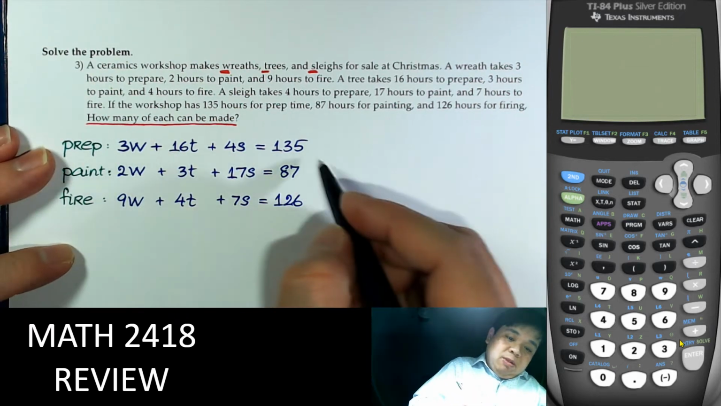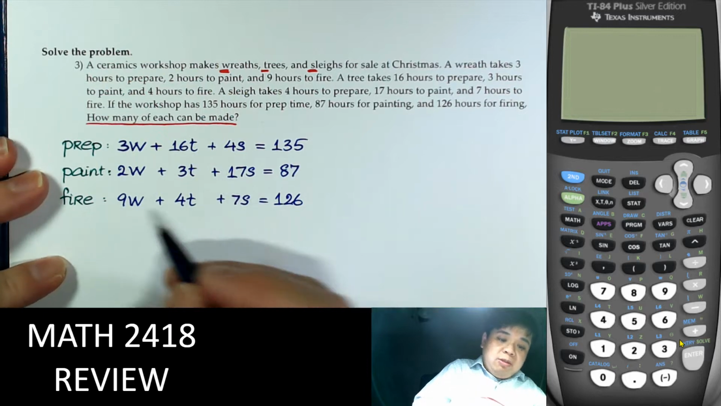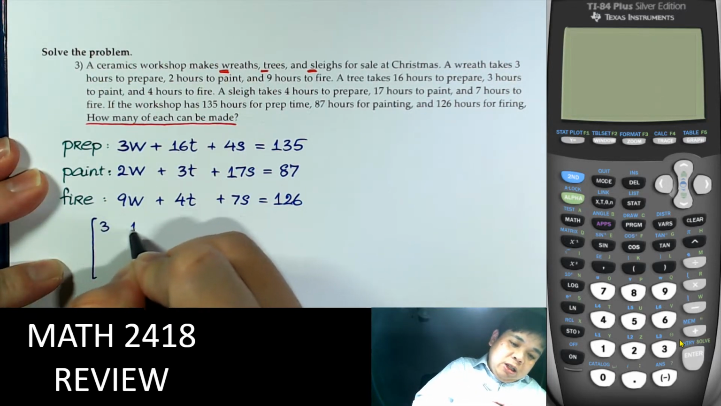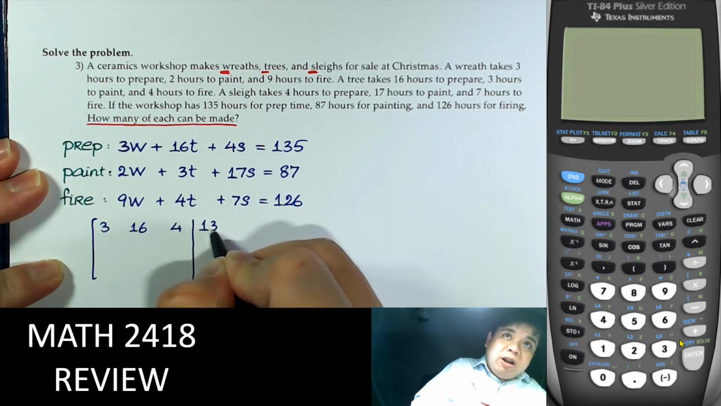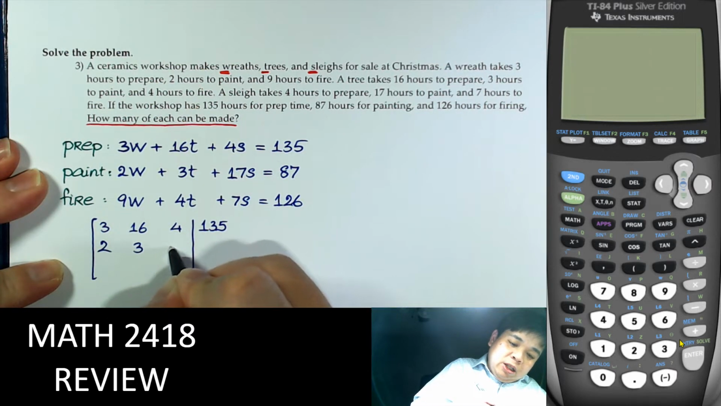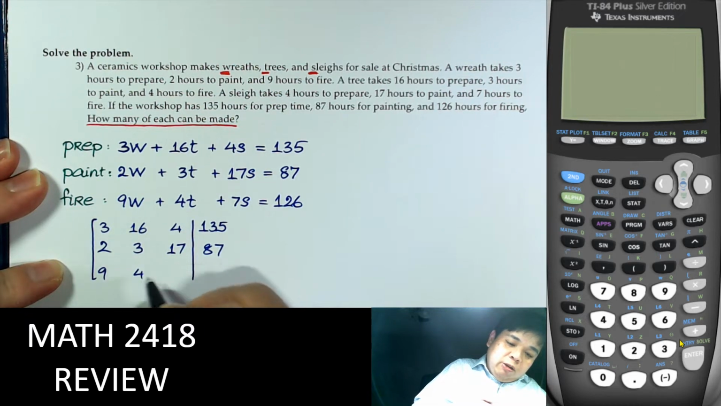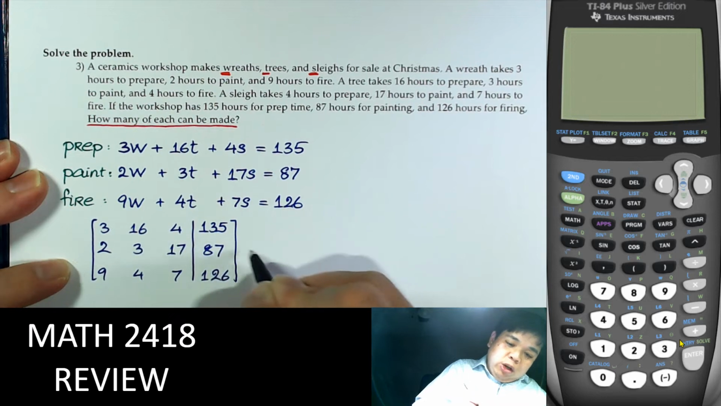Now, of course, we have this system of equations. We set up the matrix and then do reduced row echelon form: 3, 16, 4 equal to 135; 2, 3, 17 equal to 87; 9, 4, 7 equal to 126. And we just do reduced row echelon form.